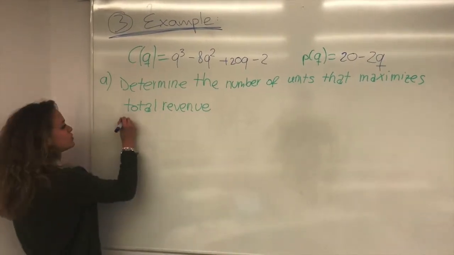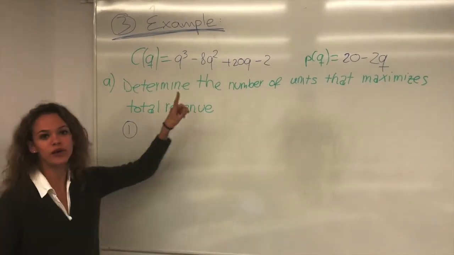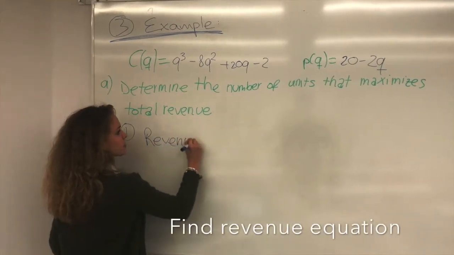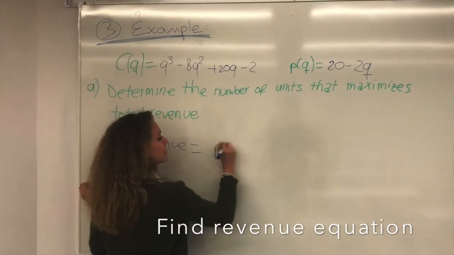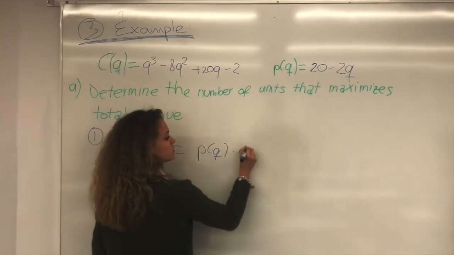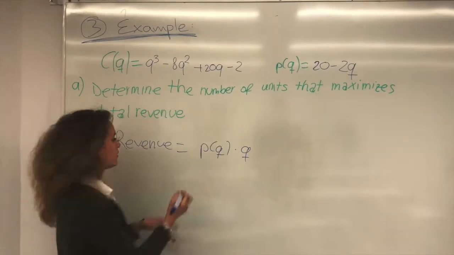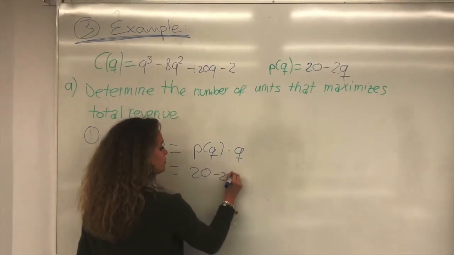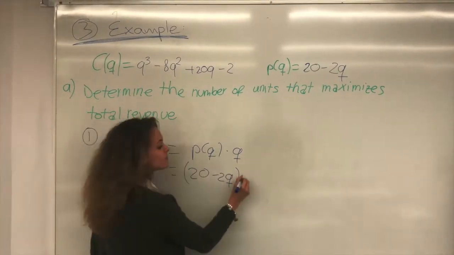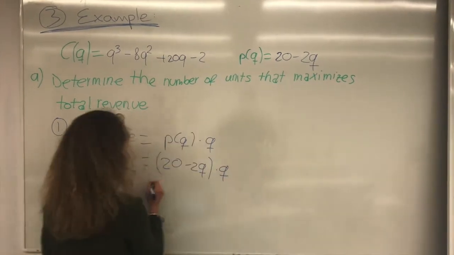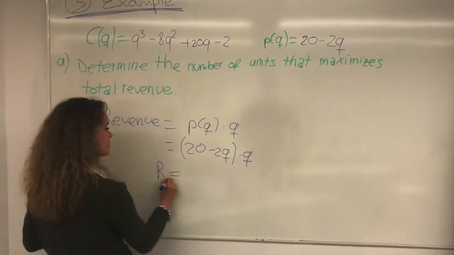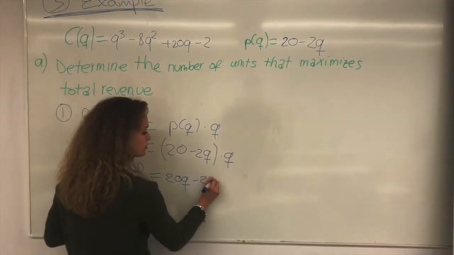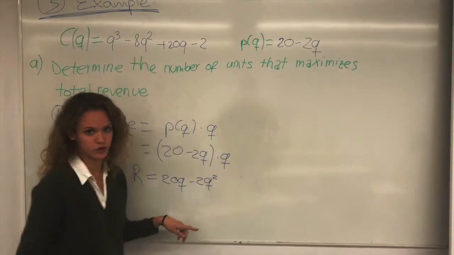So first thing we need to do is to find the revenue equation. And we know that revenue equals price times quantity. In this case, we know the price, which is 20 minus 2Q, and we want to multiply it by Q. So we have revenue is going to be 20Q minus 2Q to the power of 2.